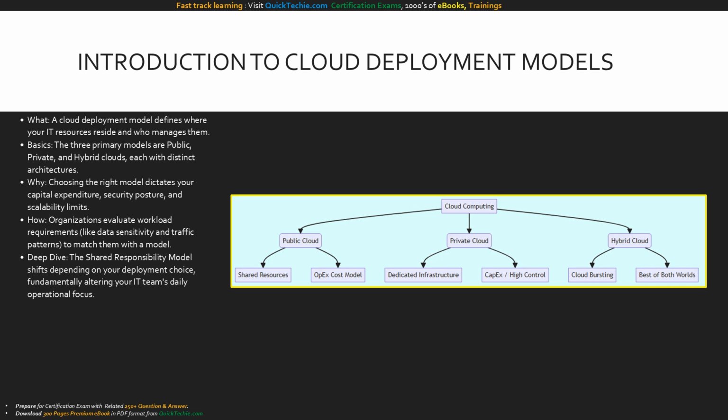Notice how the public cloud node connects to characteristics like shared resources and an OpEx, or operational expenditure, cost model. To the right, the private cloud node branches into dedicated infrastructure and high control, highlighting its isolated nature and typical capital expenditure model. Finally, right in the middle, the hybrid cloud node bridges the gap, pulling in capabilities like cloud bursting and truly offering the best of both worlds.